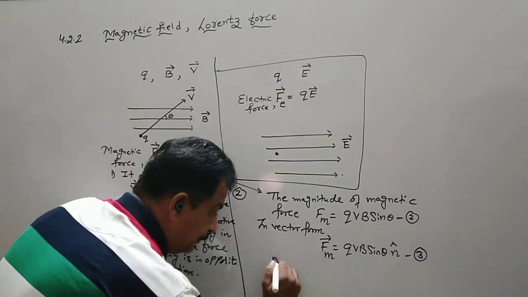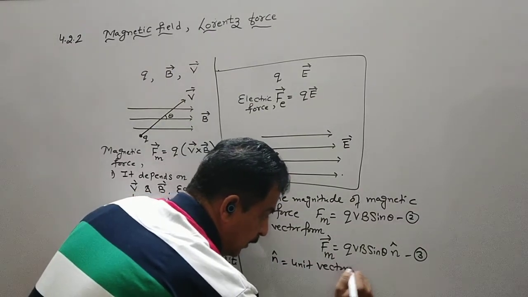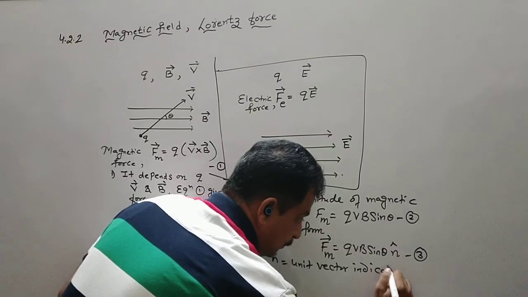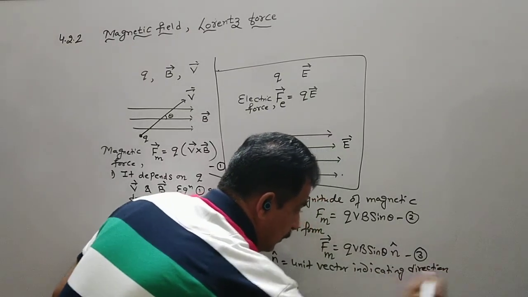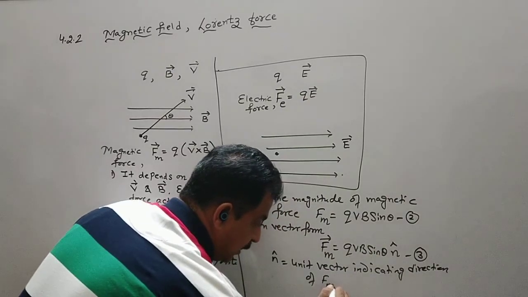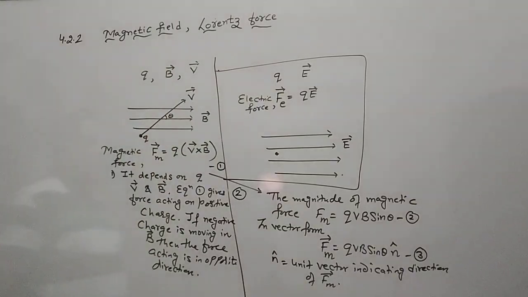So n cap is a unit vector indicating the direction of the Fm vector, that is the magnetic force. M for magnetic, E for electric.